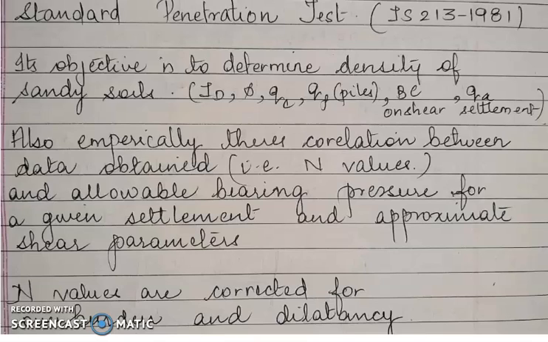Now when I'm talking about penetration tests, I'm actually talking about two tests. One is the standard penetration test and the second is the cone penetration test. Today's lecture we will discuss the standard penetration test. The relevant IS is 2131. What you actually obtain with the standard penetration test is the number of blows required for the split spoon sampler to penetrate the soil by 30 centimeters.